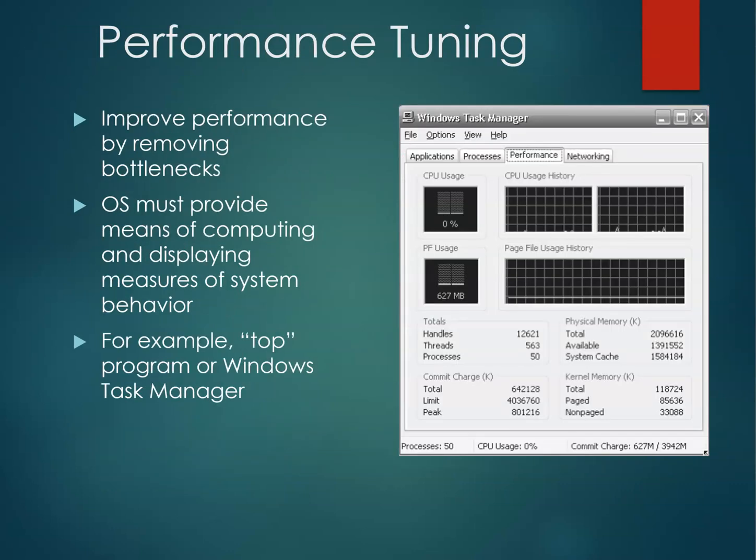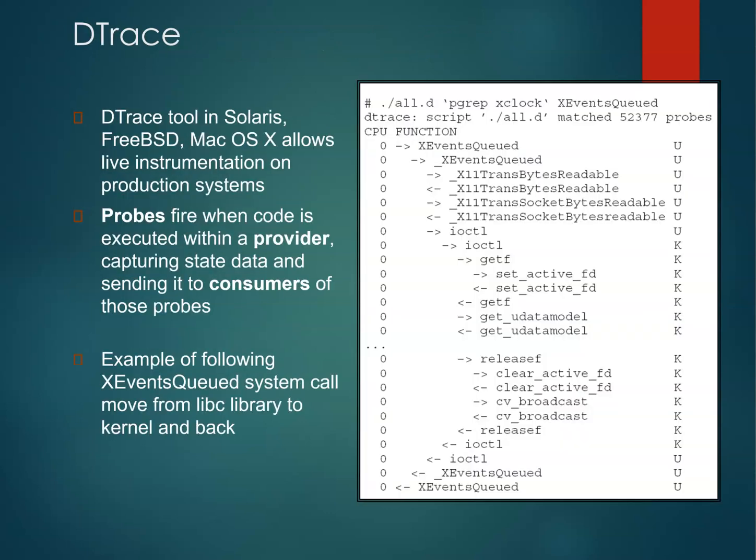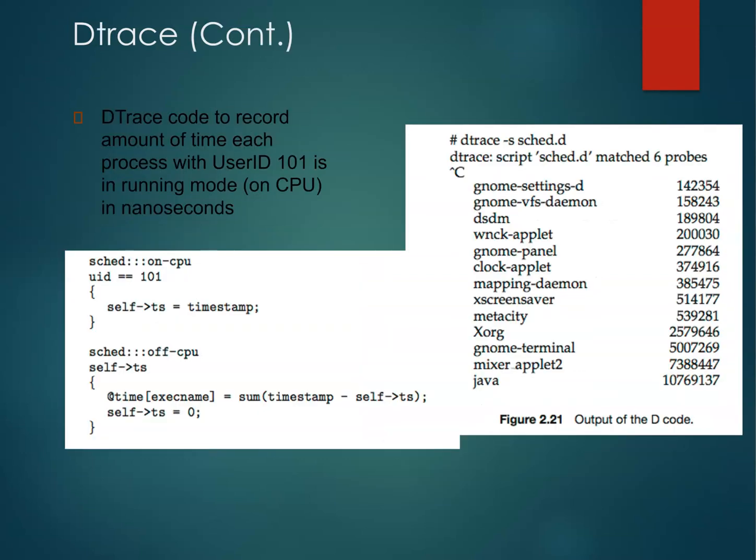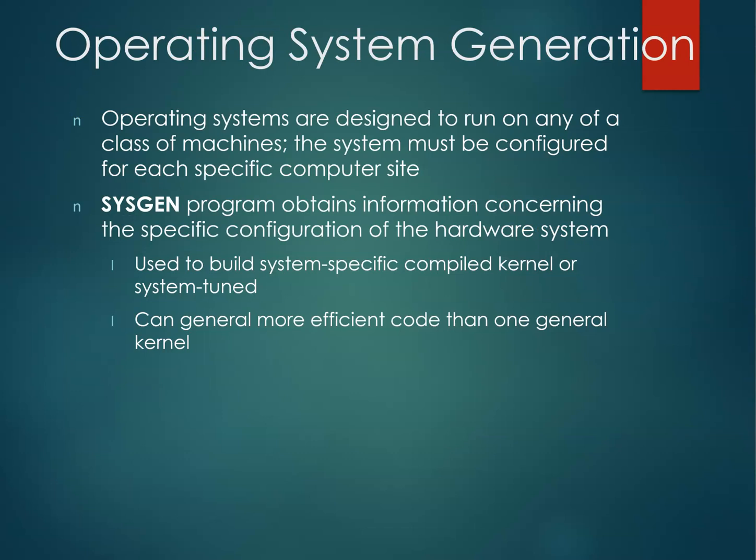OS performance tuning is typically done by removing bottlenecks. It has a means of computing and displaying these metrics. In Windows, for example, you use the Windows Task Manager. In Unix, you often use DTrace to do this sort of thing. And here are some overviews of DTrace, which you can look at.